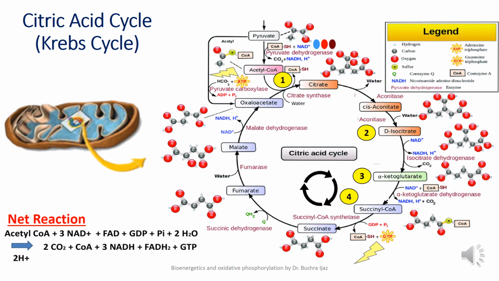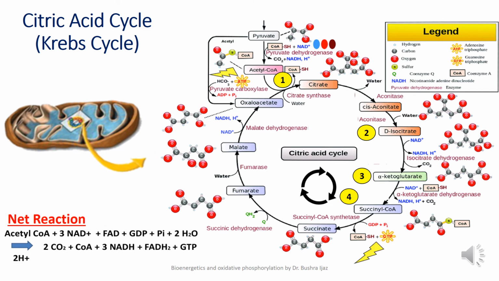Now look at step number 2. Citrate loses one water molecule and gains another as the citrate is converted into its isomer isocitrate. Now step number 3 and 4. In these steps, for example, in step number 3, you see that isocitrate is being oxidized and it is producing a 5-carbon molecule, alpha ketoglutarate, together with a molecule of carbon dioxide and 2 electrons, which reduce NAD+ to NADH.